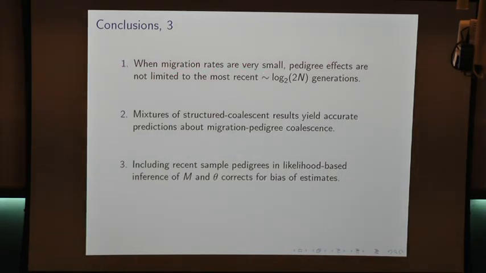Another point is that using a mixture idea, if I were to know the pedigree, let's say I could estimate that, then I can use a mixture model together with the results of the coalescent model with migration to make good predictions for what happens on a pedigree.